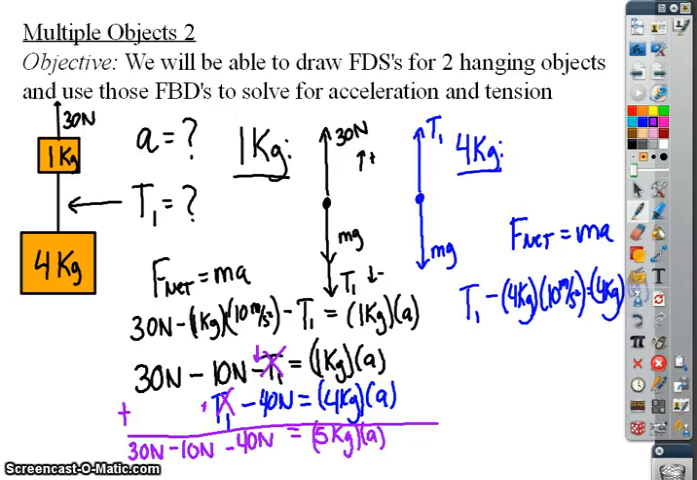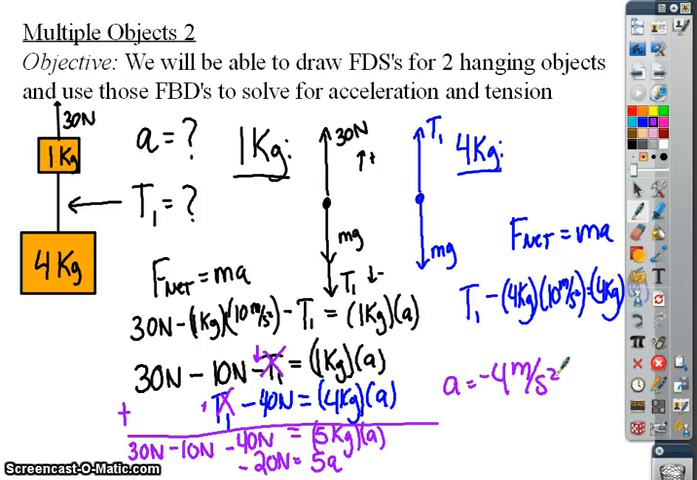So 30 minus 10 is minus 20. Minus 20 minus 40 is negative 20 newtons equals 5A. Therefore, A equals negative 4 meters per second squared. So, what does that mean? We are pulling up with 30 newtons, but acceleration is negative 4 meters per second squared.